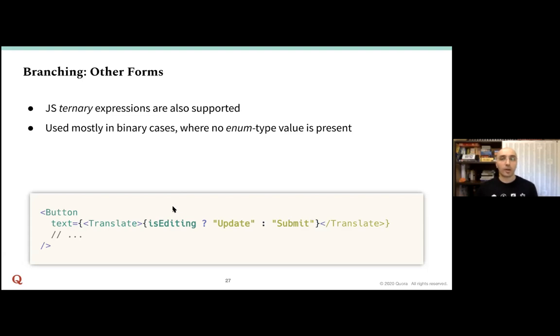This is used more in cases when you have some binary option enabled or not. You don't have any enumeration defined for it, so you don't need any type check for the enumeration. So it's a Boolean case. If the action happening right now is editing, use the phrase update. Otherwise, fall back to submit.